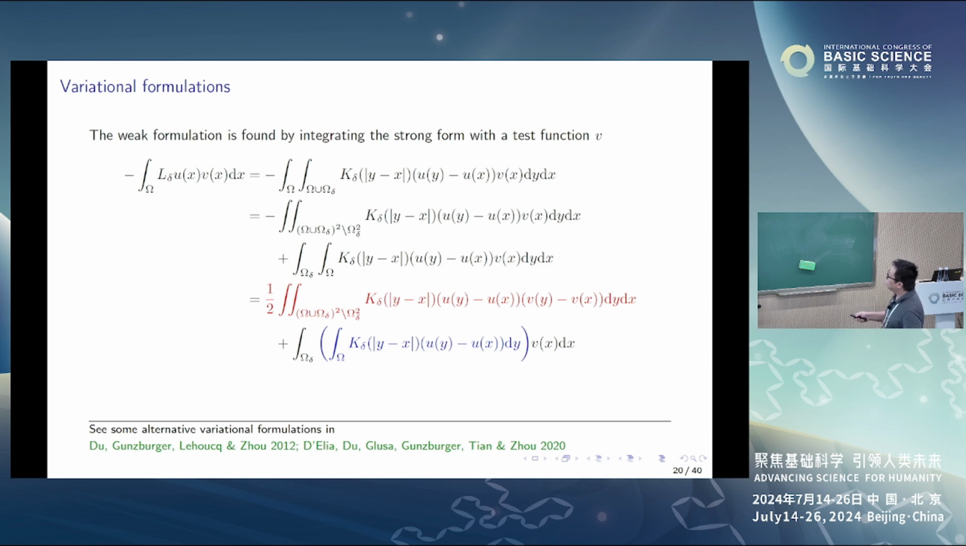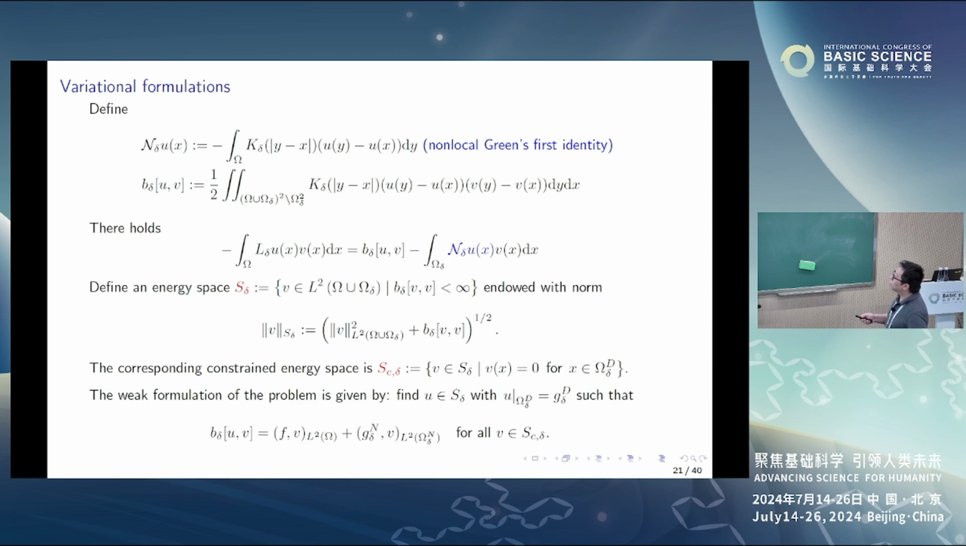In the second part, we move the v of x out of the inner integral, and it is just the integral over omega delta. And the integrand is this blue part times v. So we can define this blue part as the Neumann operator. So we define this Neumann operator in this way. That's the blue part. And the symmetric part is our bilinear form. So after we test with this v, we get two parts: the bilinear form, and a Neumann operator times v, integrated over the boundary. So that's the nonlocal Green's first identity.